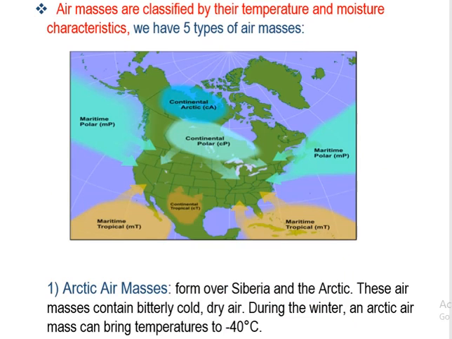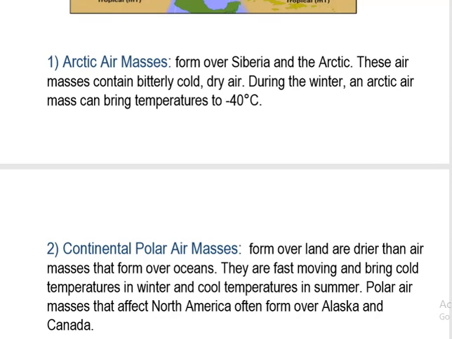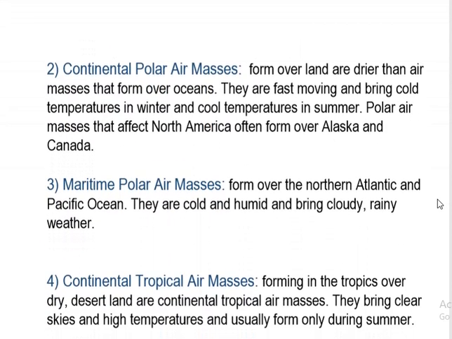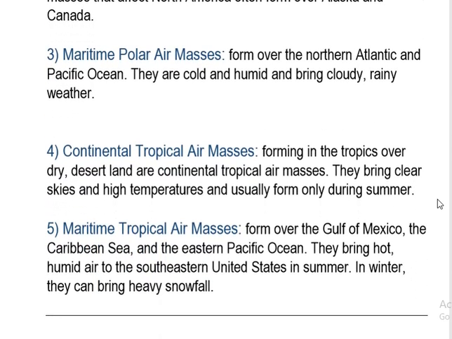Types of air masses will be: Arctic air masses cover Arctic and Siberia. The air will be cold and dry. Second type, continental polar air masses cover lands. The air will be cold and dry in winter and it will be cool in summer. Maritime polar air masses cover Pacific and Atlantic Ocean. The word maritime means water. The air will be cold and bring cloudy and rainy weather.